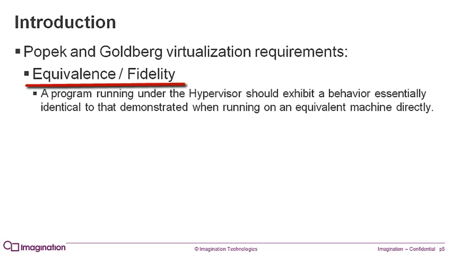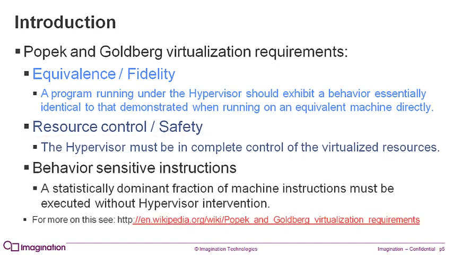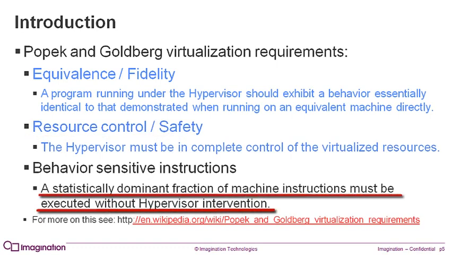Equivalence, where running on a virtual machine should look identical to running on the actual hardware. Resource control, where a hypervisor must be in control of the virtualized resources. And last, most of the instructions executed should not require hypervisor intervention.